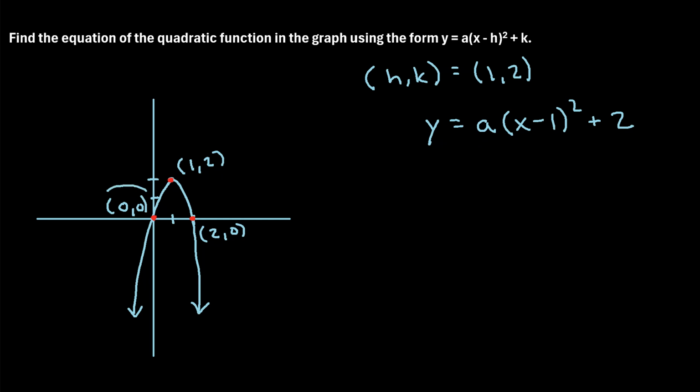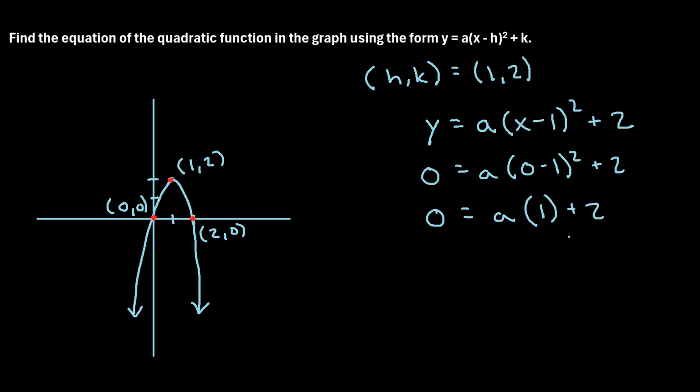So let's pick the x-intercept (0, 0). We'll plug in a 0 for x and a 0 for y. So we'll say 0 is equal to a times (0 minus 1) squared plus 2. We can simplify a little bit. 0 is equal to a times (0 minus 1, which is negative 1) squared, and negative 1 squared is just a positive 1. And then we have plus 2.